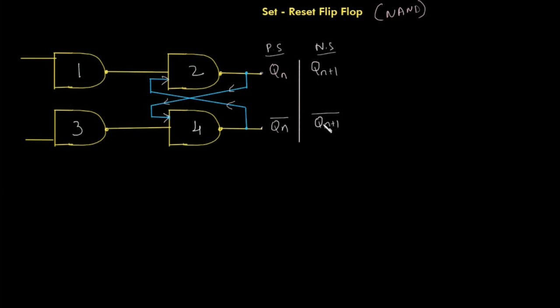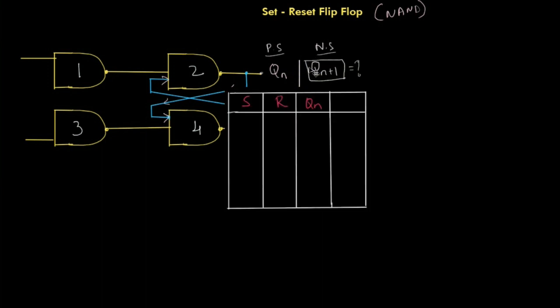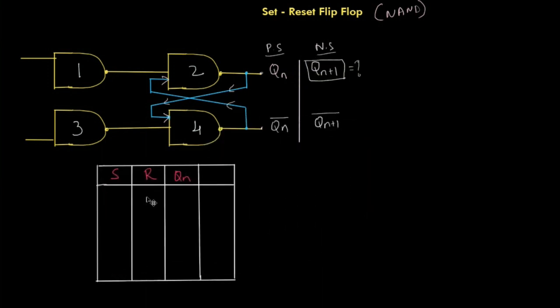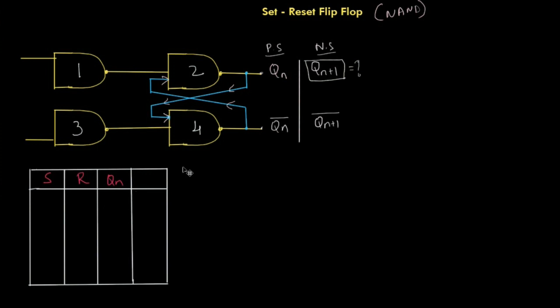So all we have to do here is find what Qn plus 1 is, and that is what we are going to see for all the values of S and R. Let's see how we can do that. I have the truth table with me. I'll just paste it here, and this is the truth table. We can fill this truth table like this.